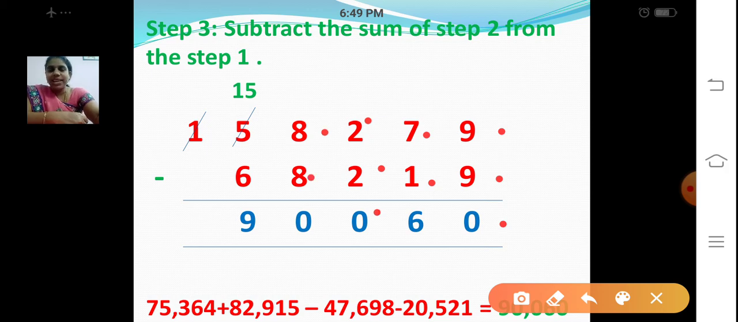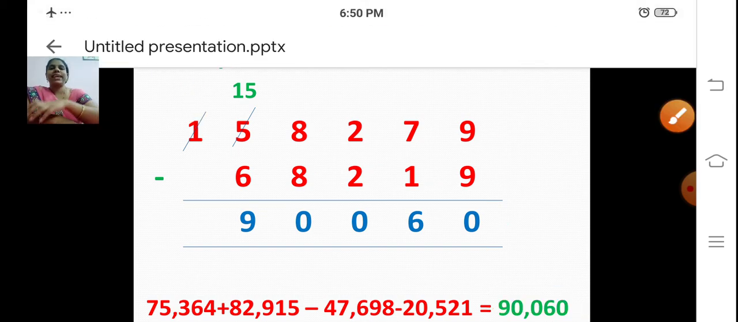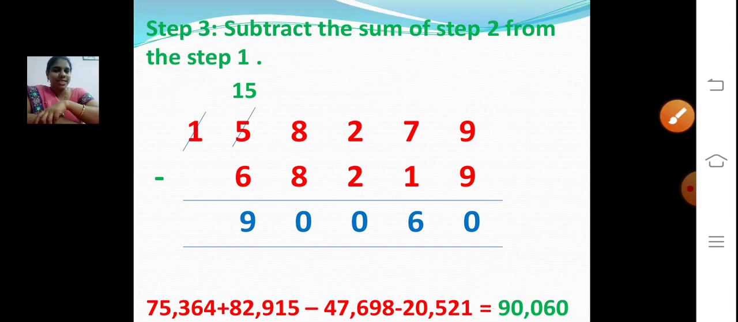8 minus 8, 0. 5 minus 6 possible? No. So I am going to borrow 1. So this will become 0 and this will become 15. 15 minus 6, after 6, 7, 8, 9, 10, 11, 12, 13, 14, 15. So 9. So my answer is 90,060.